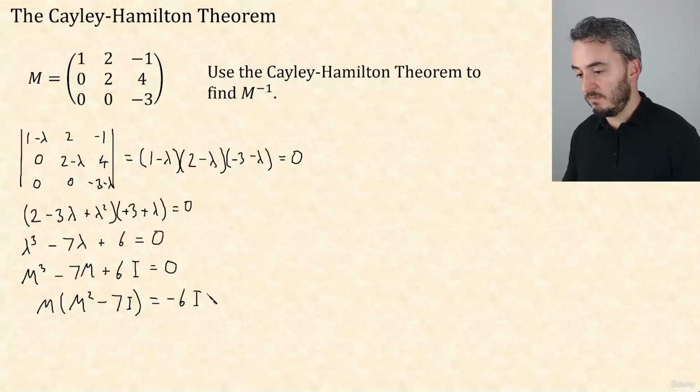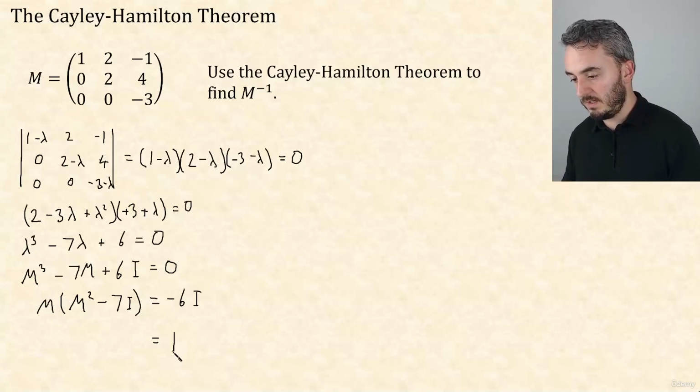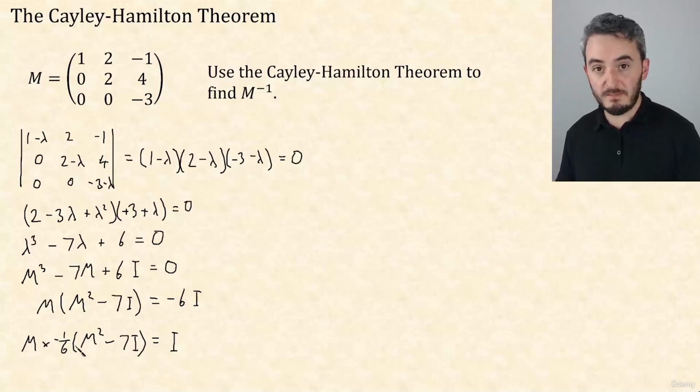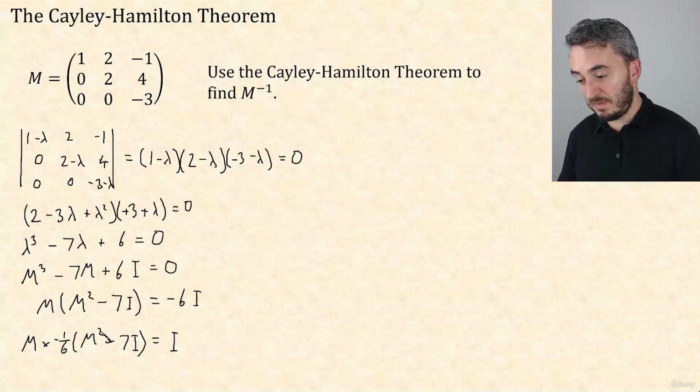So to get that I on its own over here, I just need to be timesing this by minus 1/6. So that is M times minus a sixth M squared minus 7I. And this here should be M inverse, right? Because M times thing is identity, that thing is M inverse.